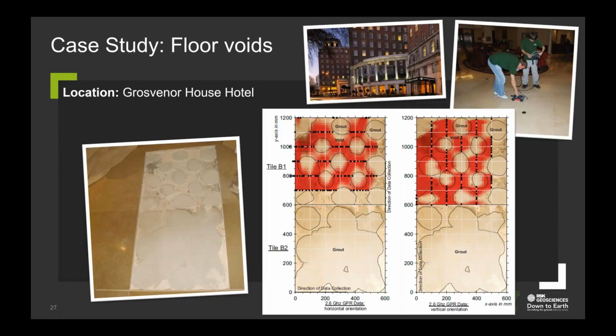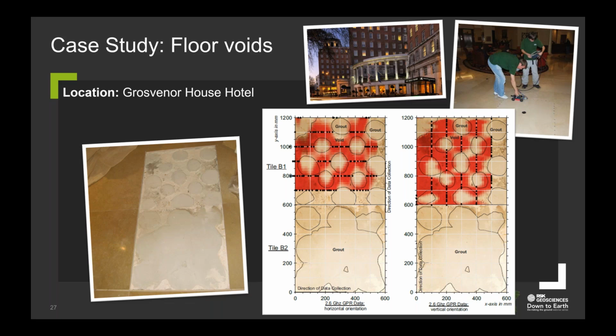In this case study, there were some floor slabs that were coming loose. It was believed that the grouting adhesive beneath the floor tiles had not been sufficiently applied. So we completed a 2.6 gigahertz, so really high frequency, GPR survey to get a very high level of detail over the floor slabs. And we were looking for, again, voids, so gaps, which appear as strong reflections.